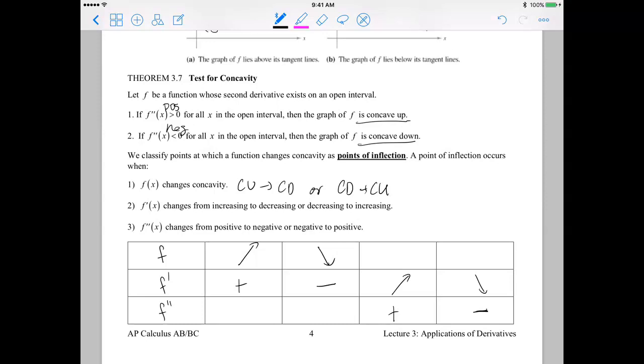And then by definition, back up at the top of page 4, if f prime is increasing, that means that f is concave up, and so I'm going to draw a graph that looks concave up, and if f prime is decreasing, then f is concave down.